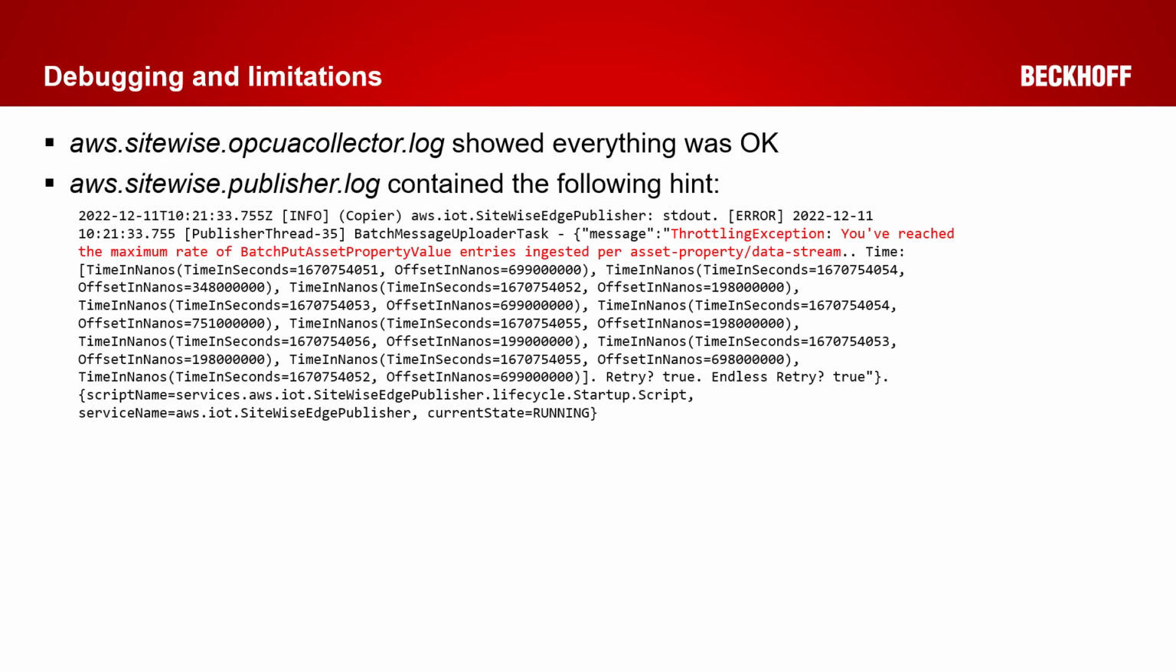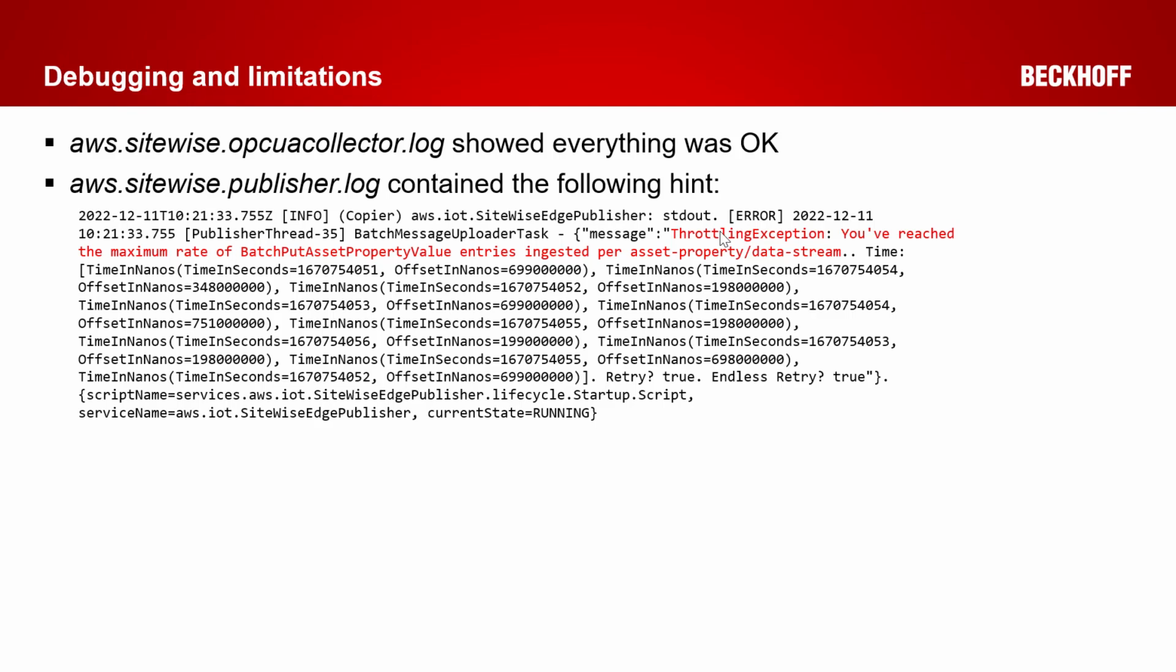There was a message that said, "Throttling exception, you've reached the maximum rate of batch put asset property value entries ingested per asset property data stream." So I was wondering, okay, well, what does that mean, right? But the kind of exception here, the throttling exception, gave me a very useful hint because I thought it had to be something with service quotas, right?